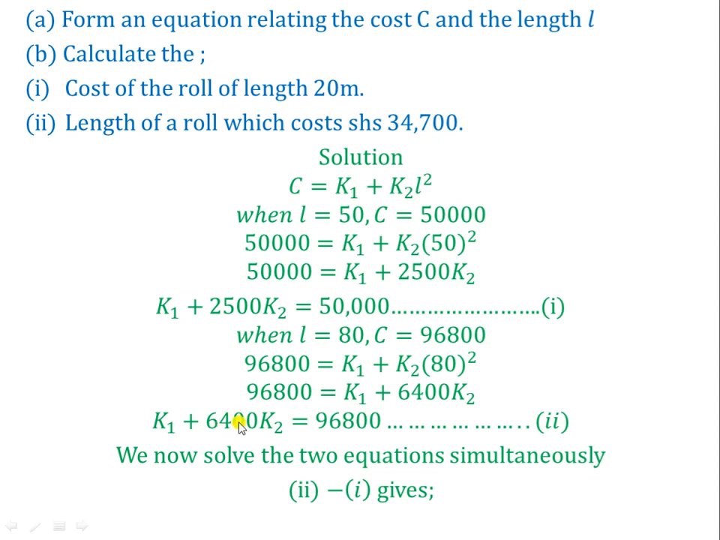And so we shall have 6,400 K2 minus 2,500 K2. When you do that, it will give you 3,900 K2 is equal to 46,800. How have we got 46,800? By simply getting 96,800 minus 50,000. Then from that point, we shall simply divide through by 3,900 to get the value of K2.